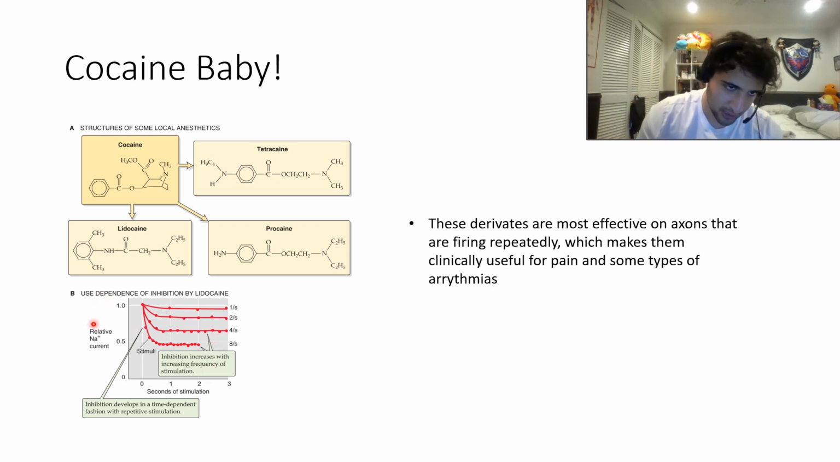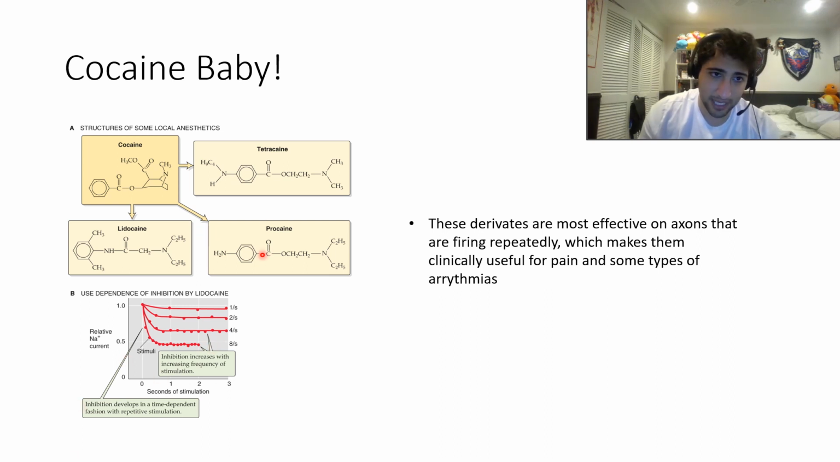All right, so this is just illustrating the use dependence of inhibition by lidocaine. Notice here when the cell fired an action potential once, these dots represent inhibition events, the number of times it was inhibited. If there's a rate of 1 per second of stimuli, there's not a lot of inhibition. But as you go to 2 to 4 to 8, the inhibition is increasing.